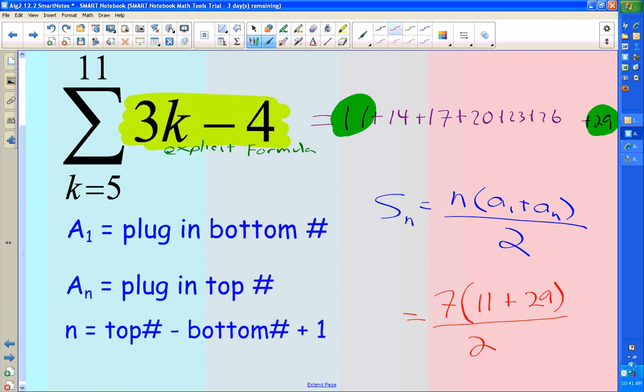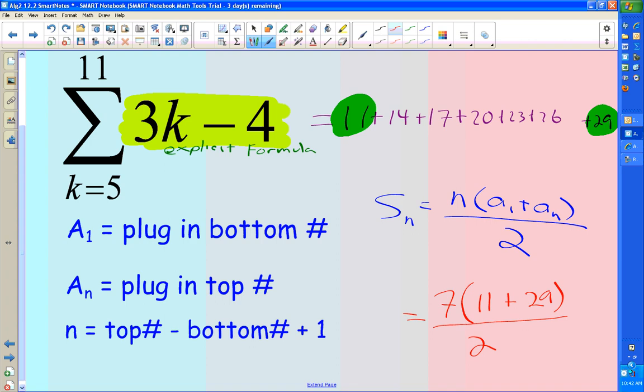Well, yeah, I know. I'm just saying, what's the top number mean? It doesn't mean anything. It's just a number. The only thing it has to be is bigger than the bottom number. Because this is telling you to use the variable k, start the value for k at 5, end the value at 11. To find a sub 1, you plug in a 5. To find a sub n, you plug in 11. That's it. There's no higher purpose.